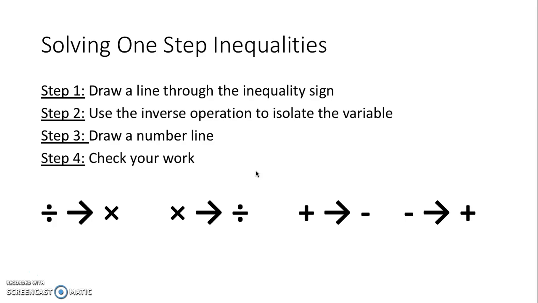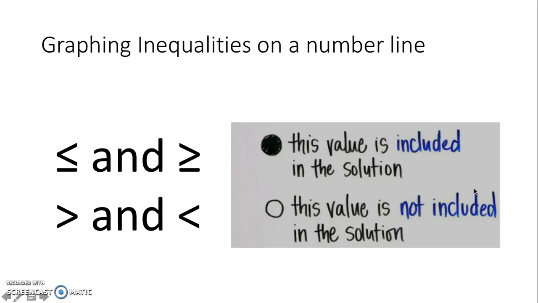Step 1, draw a line through the inequality sign. Step 2, use the inverse operation to isolate the variable. Step 3, draw the number line, and step 4, check your work. Just as a reminder, the inverse of division is multiplication, the inverse of multiplication is division, the inverse of addition is subtraction, the inverse of subtraction is addition. And just as a refresher, to graph inequalities on a number line, this is the process that we use to do it.